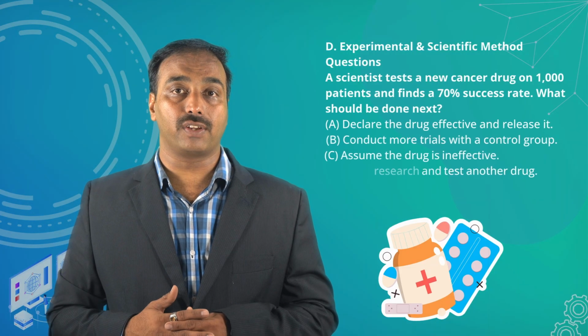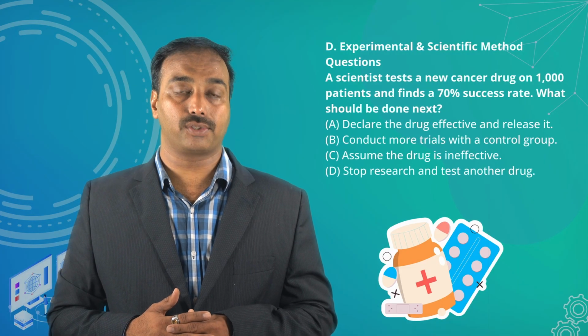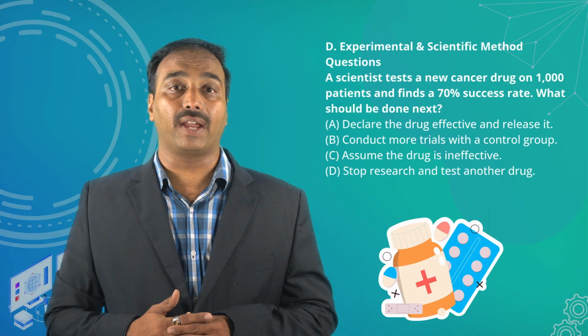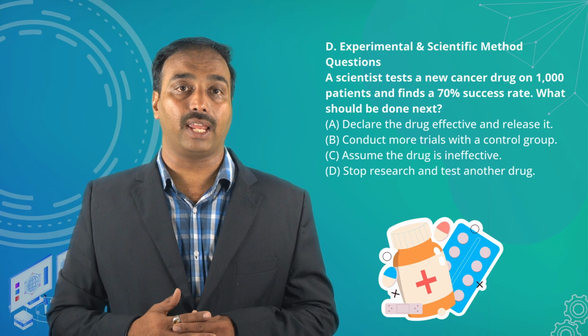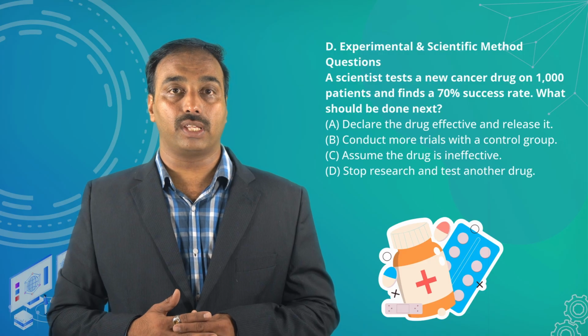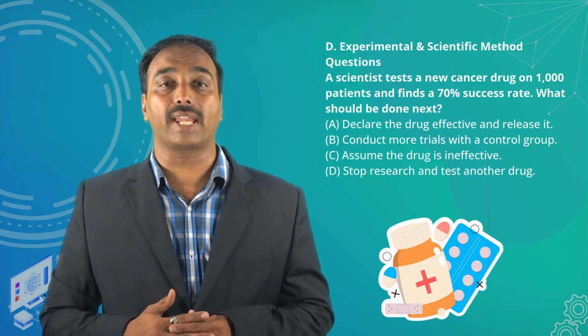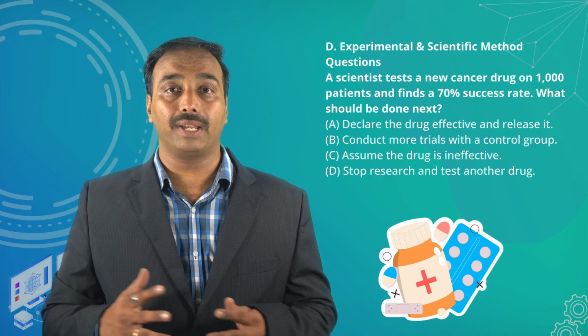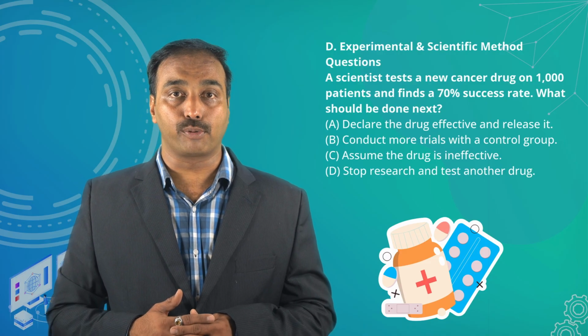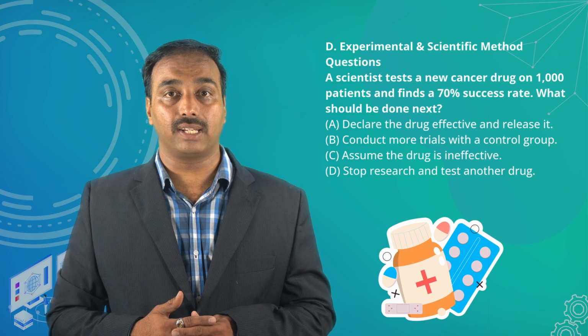The next set of questions is related to experimental and scientific method questions. Here you have to identify valid scientific principles or logical flaws in the reasoning. The question related to this is, a scientist tests a new cancer drug on 1,000 patients and finds a 70% success rate. What should be done next? Options are, option A, declare the drug effective and release it.